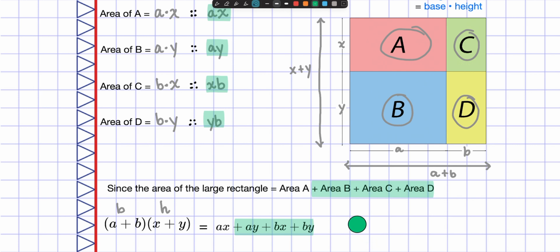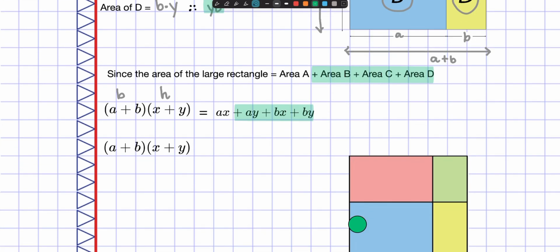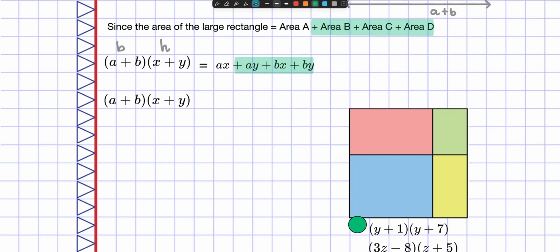So, let's jump into some practice problems. We're going to start off with the area model, and then we'll try to move away from that and see if we can keep it in pure algebra mode.